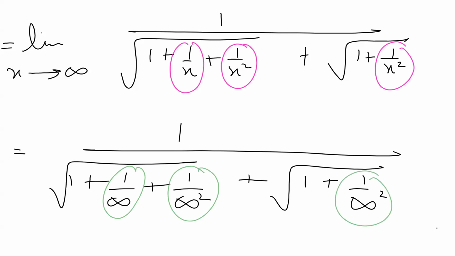Tell me, what is the answer of these circles? 0. Green color. These are 0. 1 upon infinity, 1 upon infinity square is equal to 0. So 1 upon root 1 plus root 1. So 1 upon 2 it is going to be. 1 plus 1 which is equal to 2.